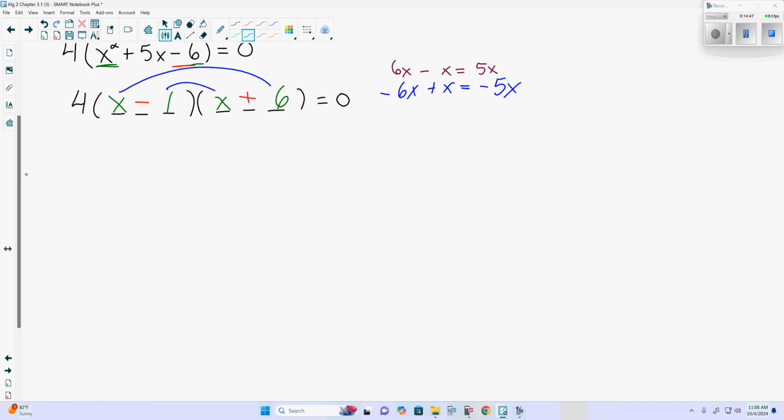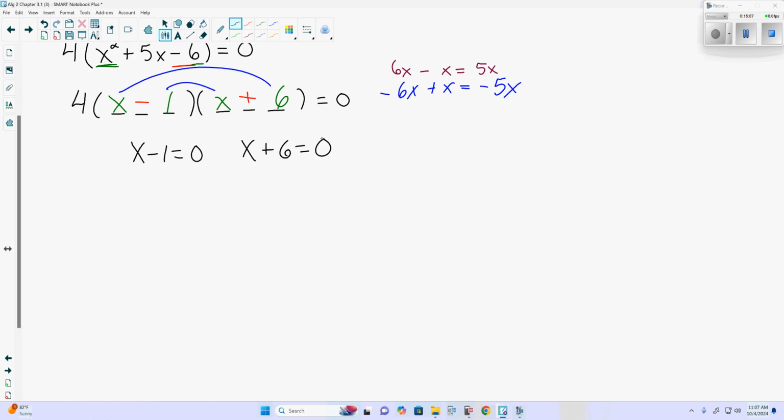So again, we said zero product. 2 or more things multiplied together equal 0. One of them must be 0, yes? So we know that x minus 1 will be 0. x plus 6 will be 0, yes?